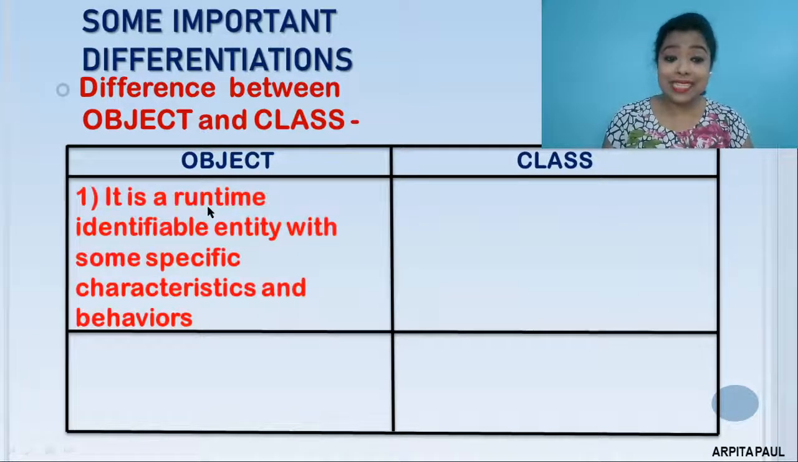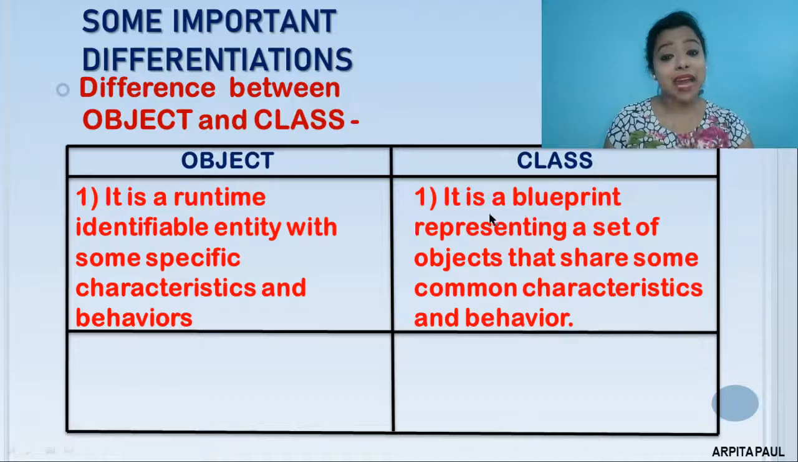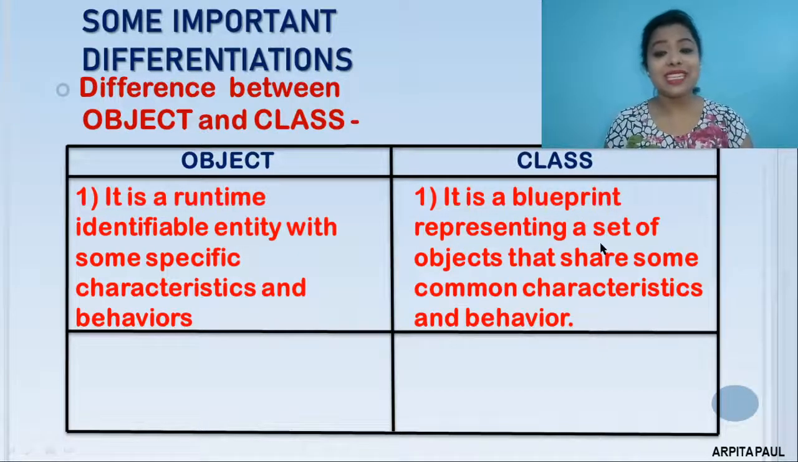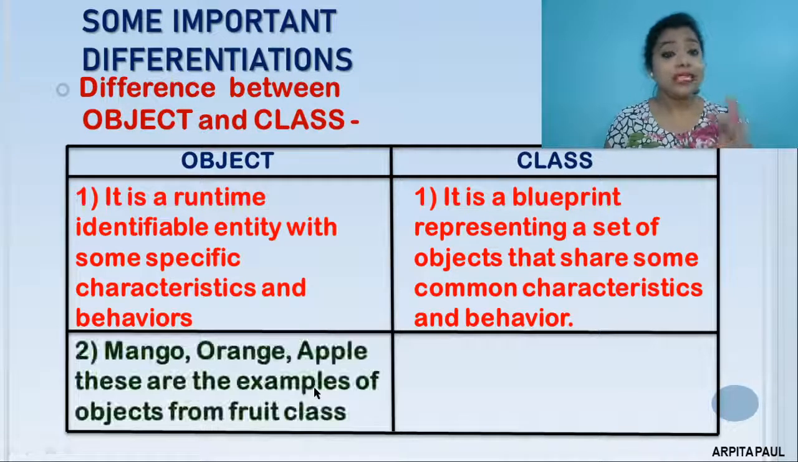An object is a runtime identifiable entity with some specific characteristics and behaviors. Objects are basically created during runtime and have specific behavior or properties. Whereas the class is the blueprint representing a set of objects that share some common characteristics and behavior. Basically the class is the collection of similar types of objects which share some common properties and behaviors.